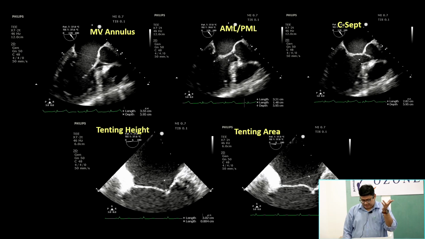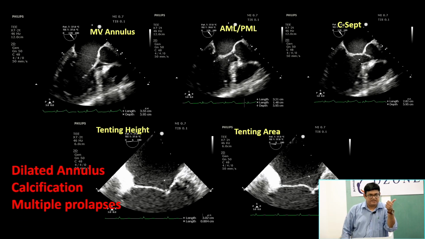and a value of tenting area more than 2.5 is considered as a difficult repair of the valve. But in any of the cases, if you have a very dilated annulus, that is in the range of 50 millimeters, or too much of calcification, or there are multiple prolapses, these valves cannot be repaired anytime. You have to go for replacement. So this is all the information which you have to give to the surgeon regarding the morphology.